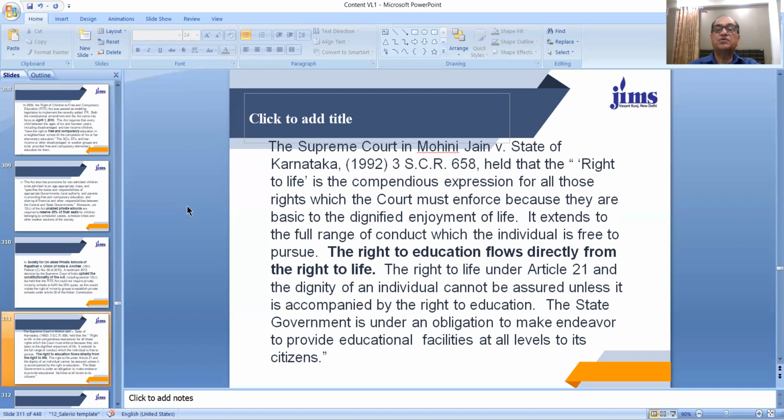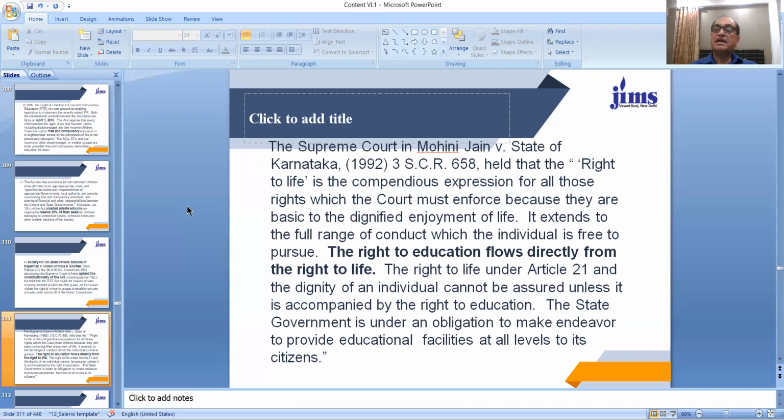Then we have Mohini Jain's decision, Mohini Jain versus State of Karnataka. In this case also, the Supreme Court said that the right to education flows directly from the right to life under Article 21. This is a 1992 judgment. The Supreme Court held that the right to life is the compendious expression of all those rights which the court must enforce because they are basic to the dignified enjoyment of life. It extends to the full range of conduct which the individual is free to pursue. And they said that the right to education flows directly from the right to life.